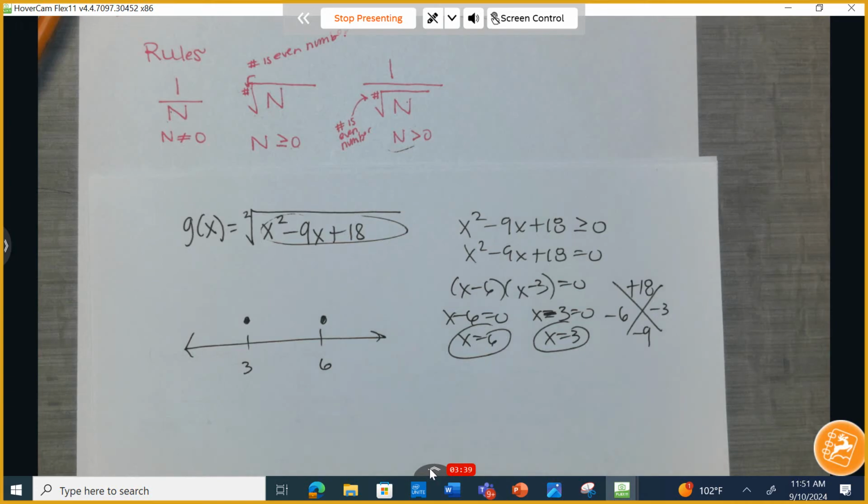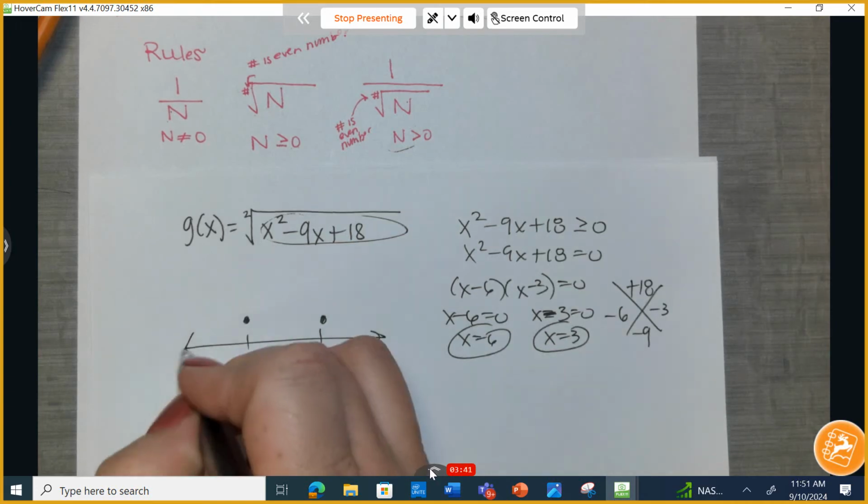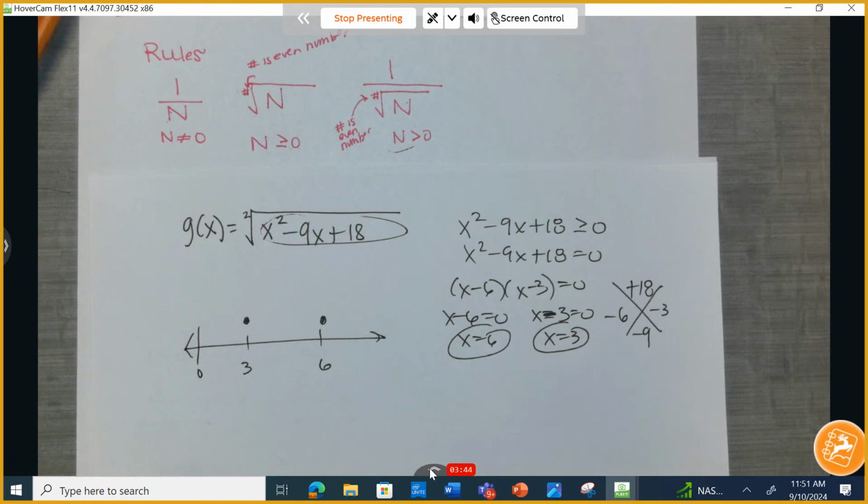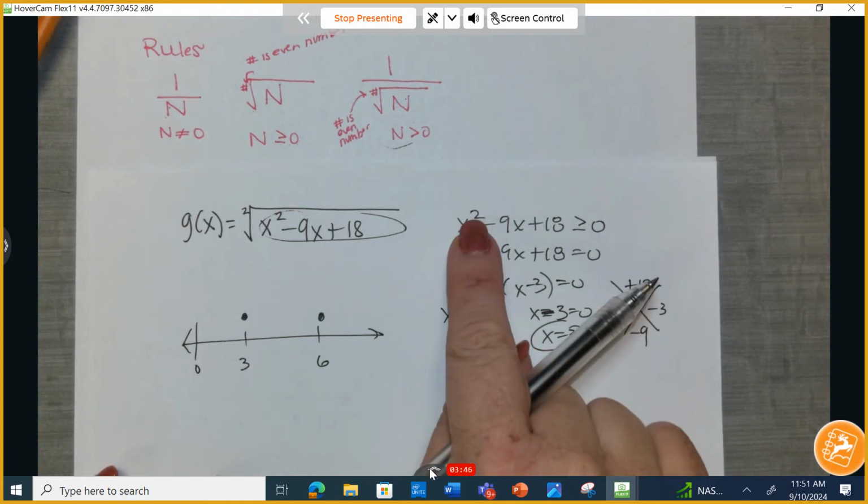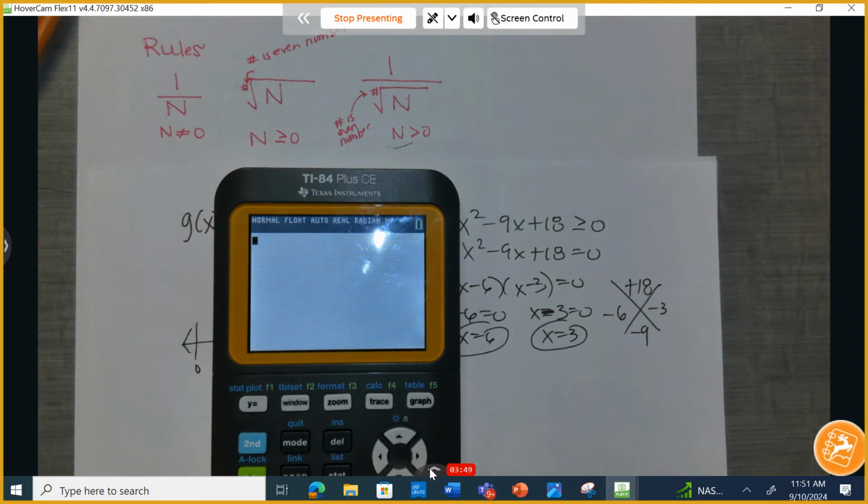All right, let's get started. So I'm going to choose the easiest point. I think 0 is the easiest point to plug in as long as it's not a hash mark. So 0 squared is 0, and if we want to use a calculator to speed this up, we can.